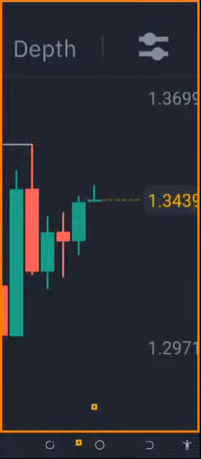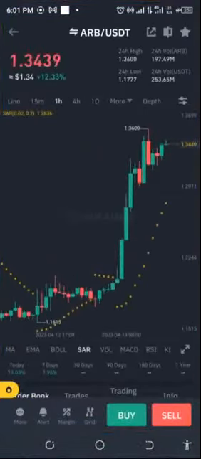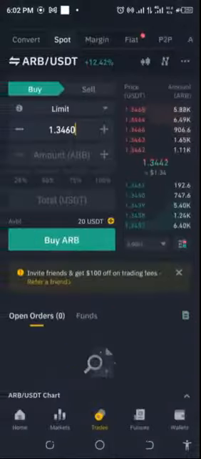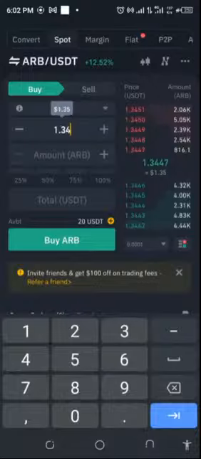I'm going to set a buy limit first, and then afterwards I'm going to set a sell limit, okay? Because you know that spot trading is buying the coin, holding it for a while, and selling it for profit once it rises, okay? So let's go ahead and see how we're going to do this. Let's do a quick simulation. So currently the price is at 1.34. I'm going to take this down to 32.